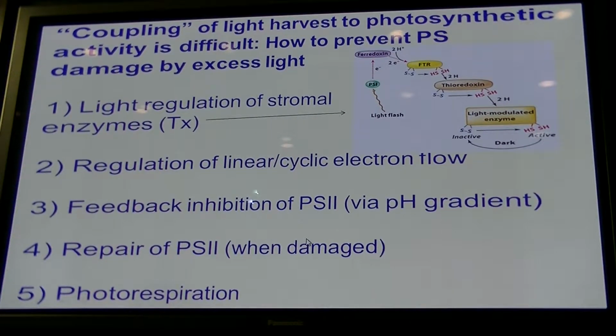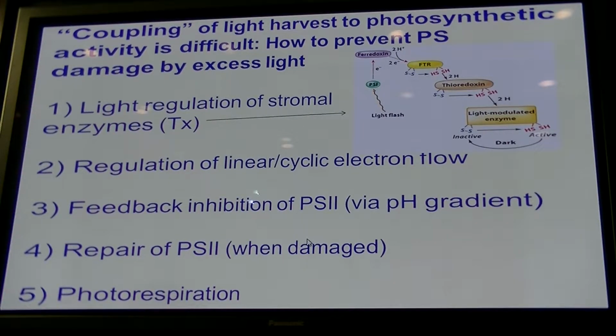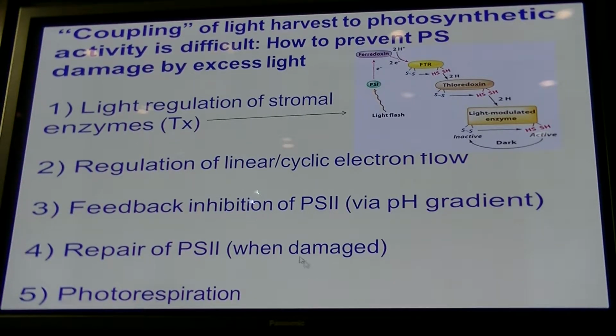Luckily, all the photosynthesizers have evolved a mechanism to deal with this, because the damage is mainly restricted to one protein part, and that protein, the D1 protein, is easily replaced. But if that happens, it's still kind of wasteful. And then there's finally one mechanism that we know as photorespiration.